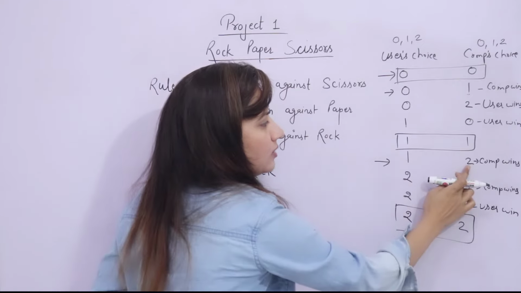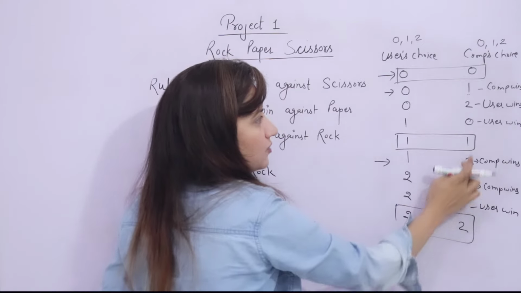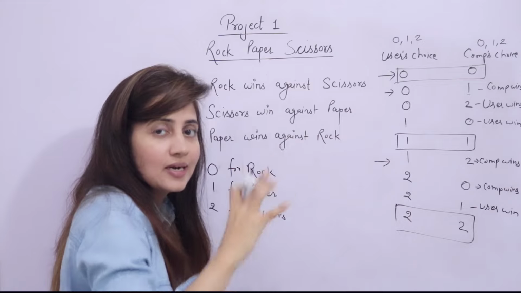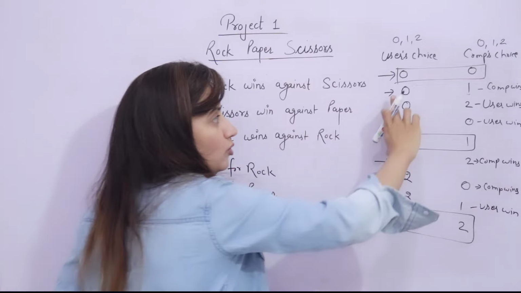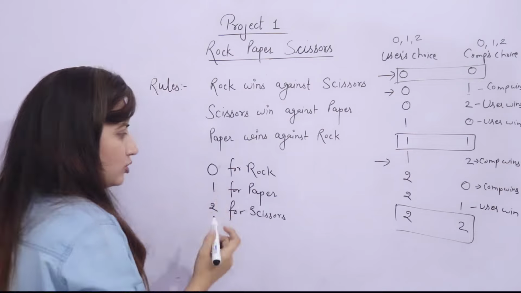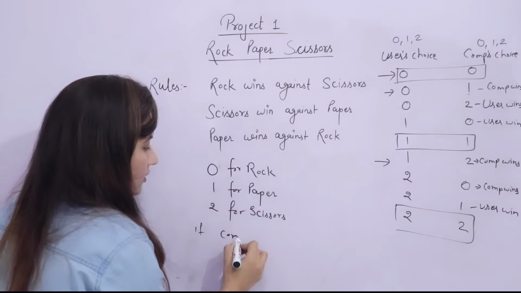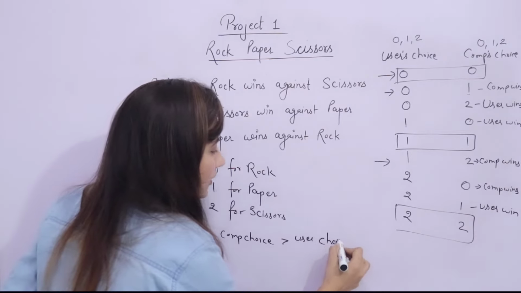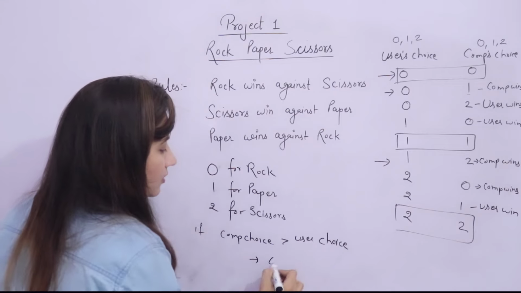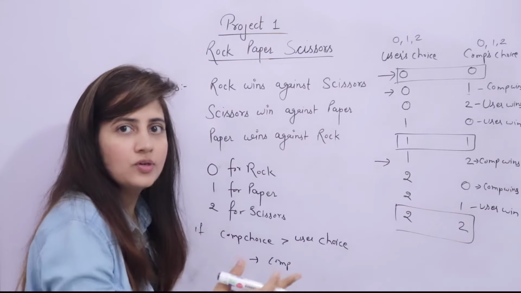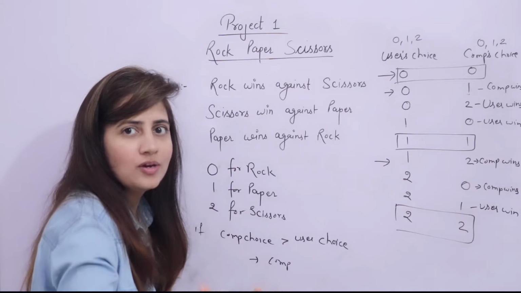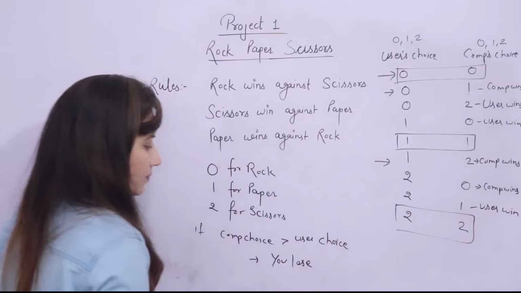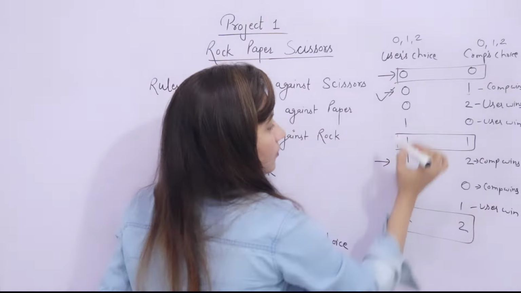So the number which the computer has generated is greater than the user's choice, meaning the computer's choice is greater than the user's choice, right? So in both cases the computer will win. So we can put something like this: if the computer choice is greater than the user choice, that is one condition. In this case the computer wins, or rather than saying computer wins, we can say you will lose, or the user will lose, that is better. So we will say you lose, right? So these two cases we have covered.